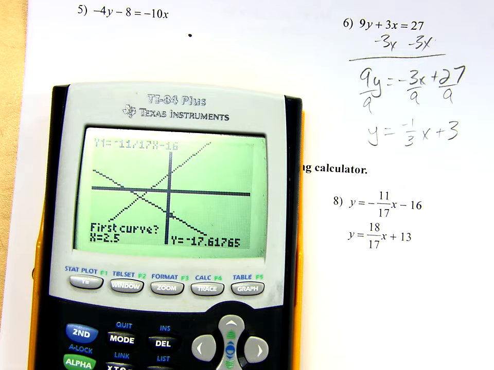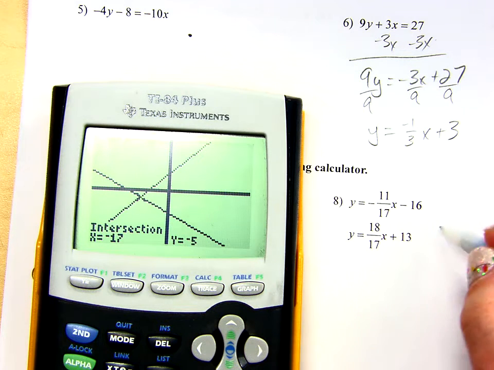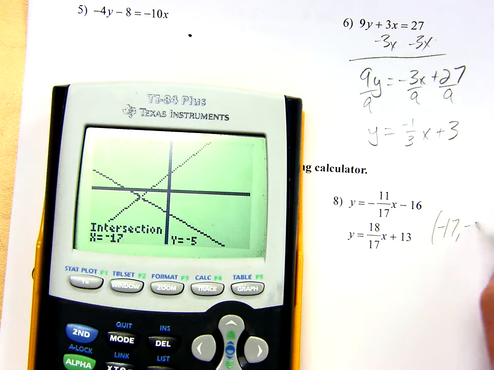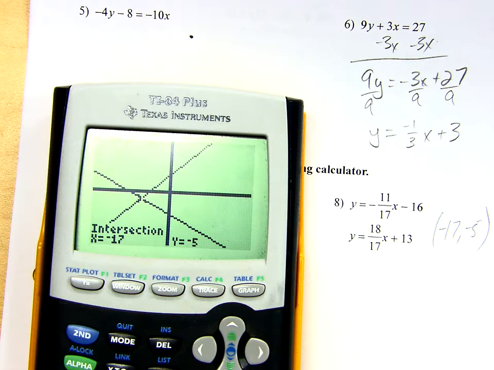And then it just is going to ask you first curve, yep. Second curve, yep. Guess. You can just hit enter for all 3. And there we go. Negative 17, negative 5. Pretty easy.